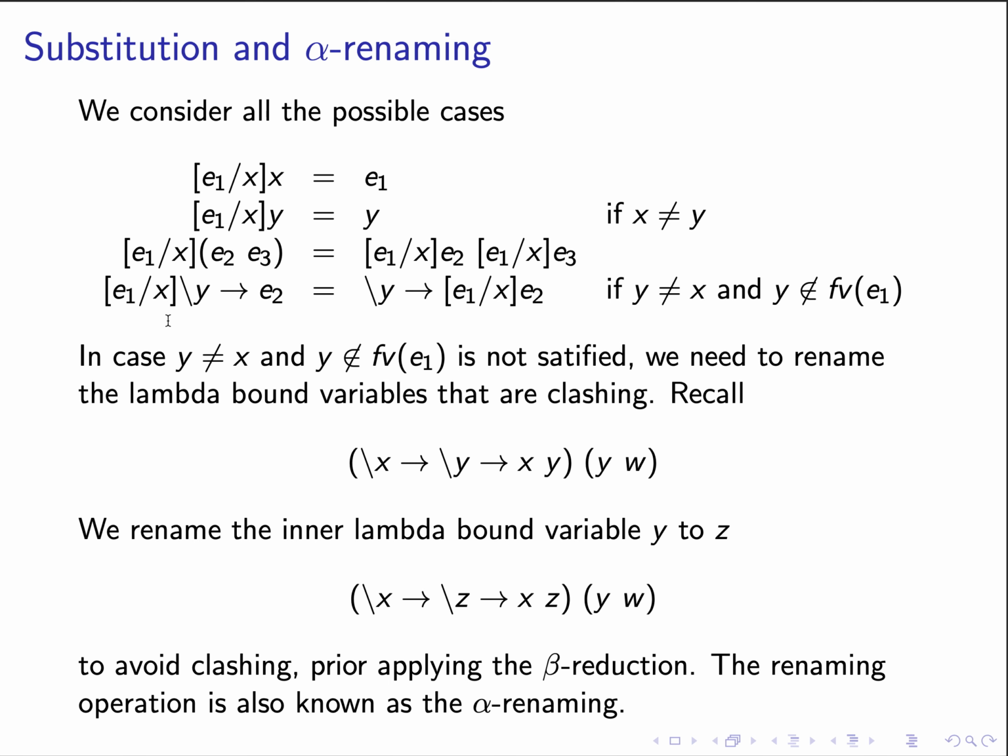Finally, in the last case, when we apply substitution to a lambda abstraction, then by right we need to apply the substitution to the body of the function. In this case, we just propagate the substitution to E2, which is the body of the lambda abstraction. But there is a condition here. So this is only possible if this is true. In the first place, y, which is the lambda bound variable that is introduced here, must not be the same as the one that we're going to replace, which is x.